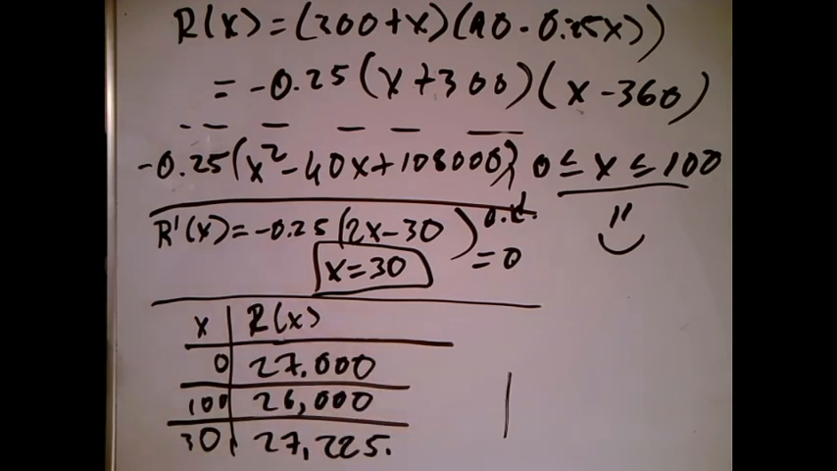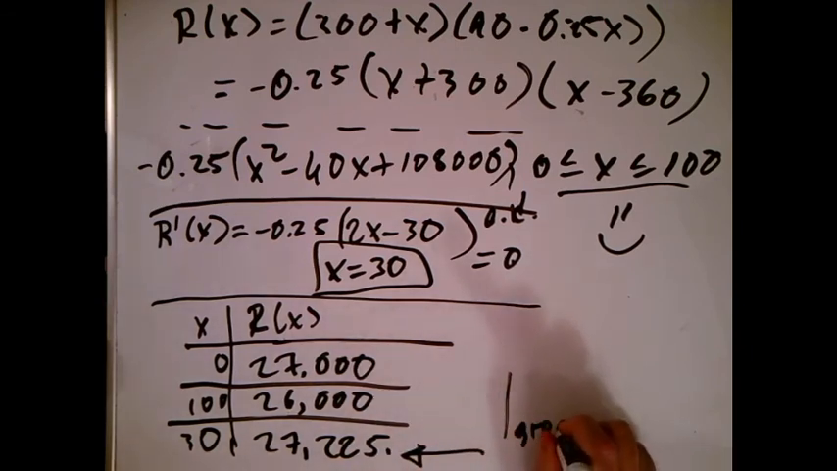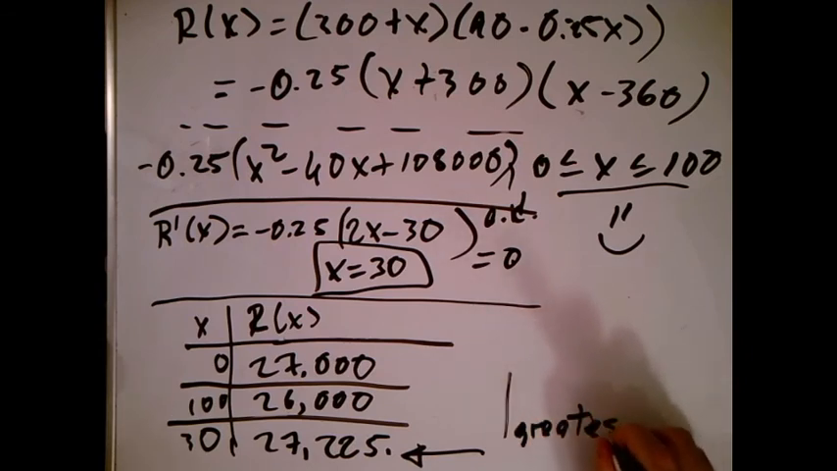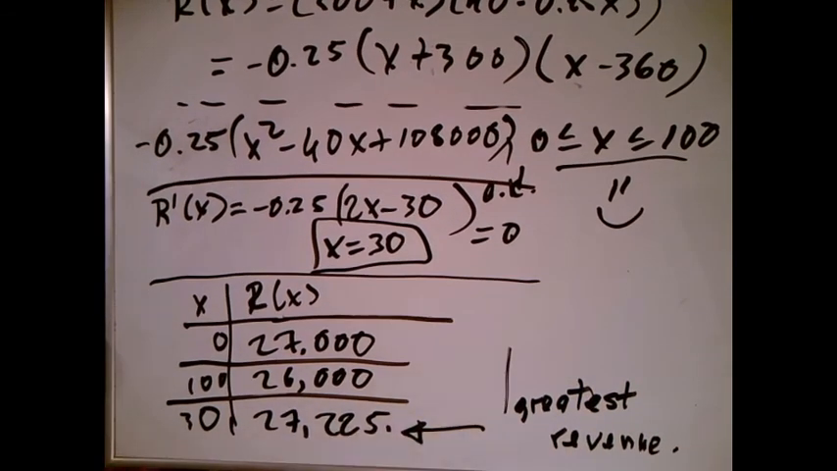$27,225. Now, since we're on a closed interval, and we have all the critical points, the maximum value has to occur at one of these 3 places, and that's the maximum value. So this is the greatest revenue. I'm not going to worry about too much of the nuances here. This is pretty much what people want to do, so let's just leave it at that.